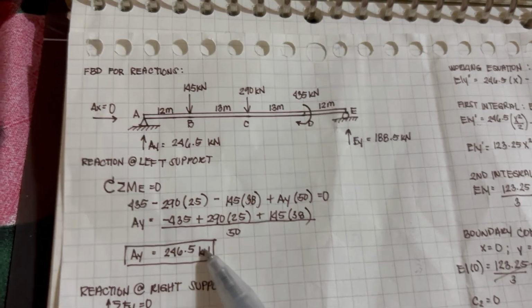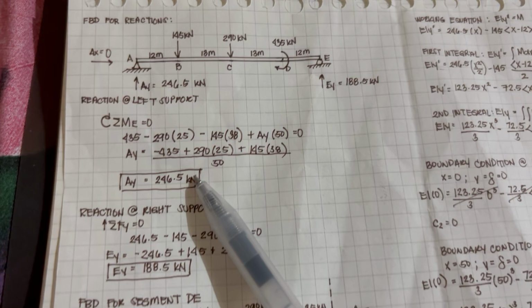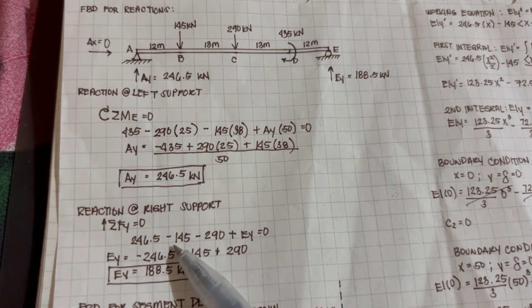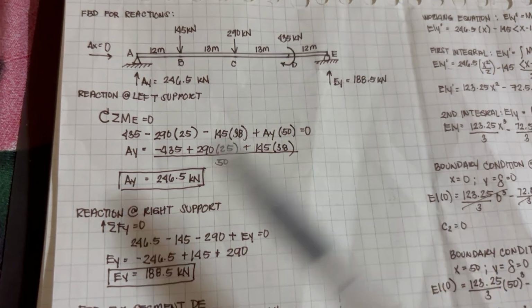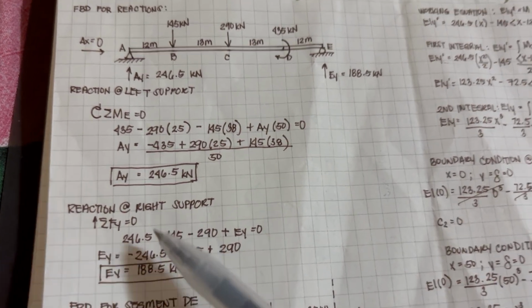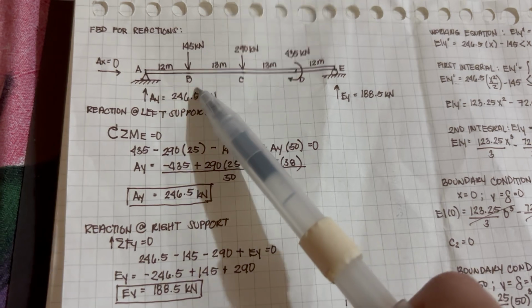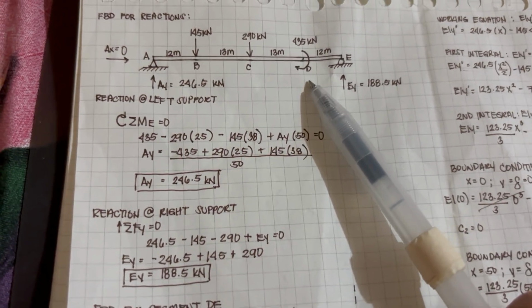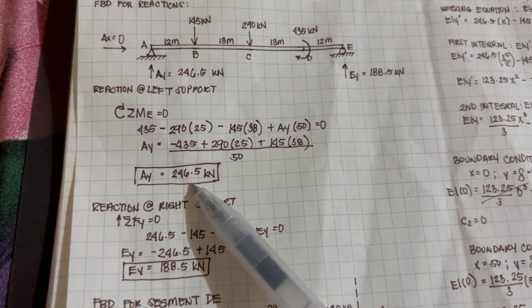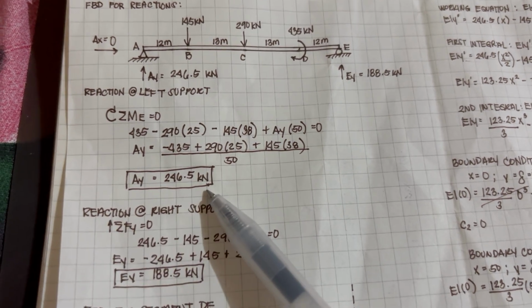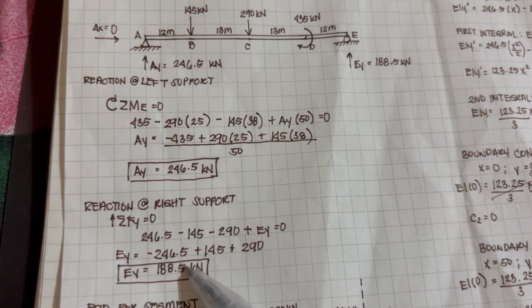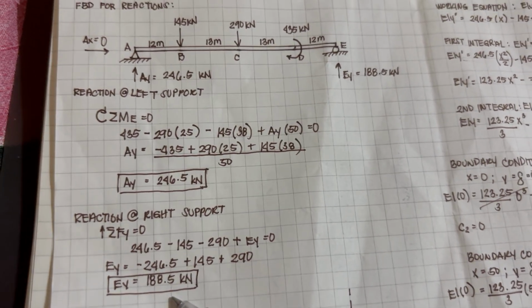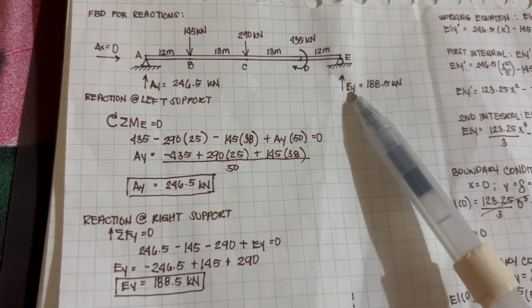246.5 kilonewtons. Next is the reaction on the right support, which is EY, wherein we basically just add all the forces going down and subtract AY, which is 246.5 kilonewtons. Then we will get the right support of 188.5 kilonewtons, which is the EY.